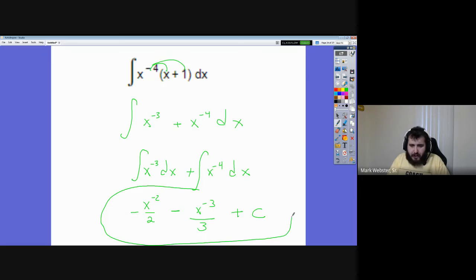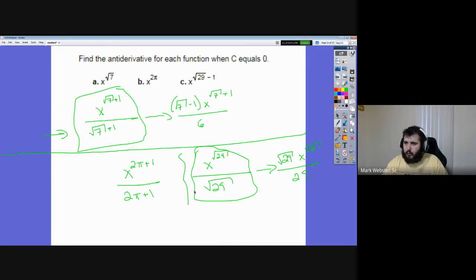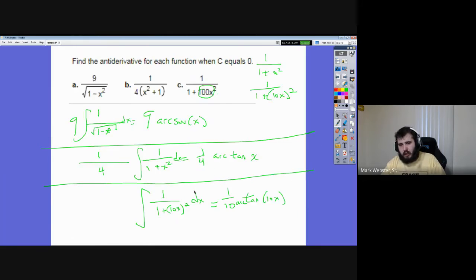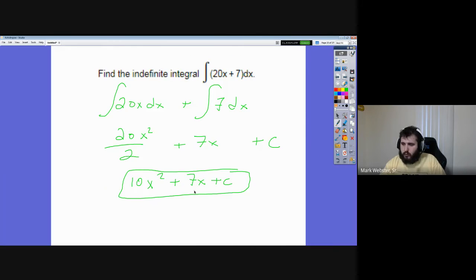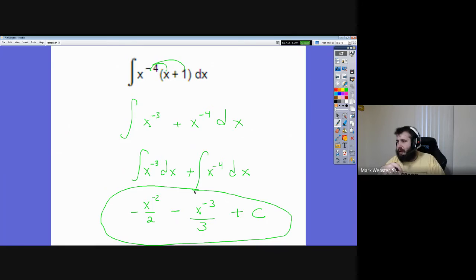And again, unless they give you specific directions not to include the plus c, like the ones we had earlier where they say, hey, c equals 0 already, okay? Here, if you do not include the plus c, it will not be correct. It won't, because it's not right.